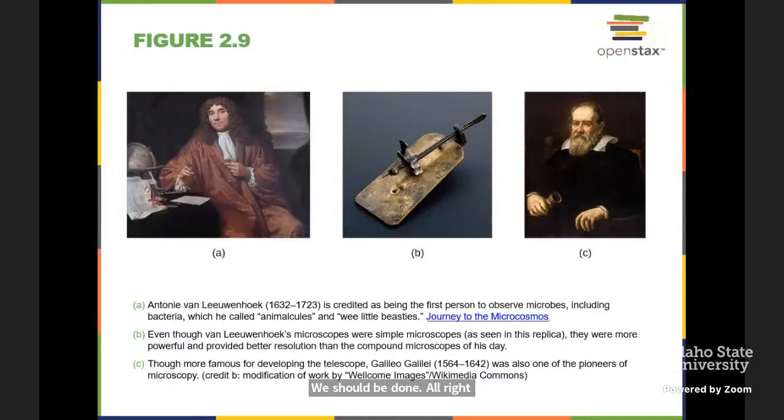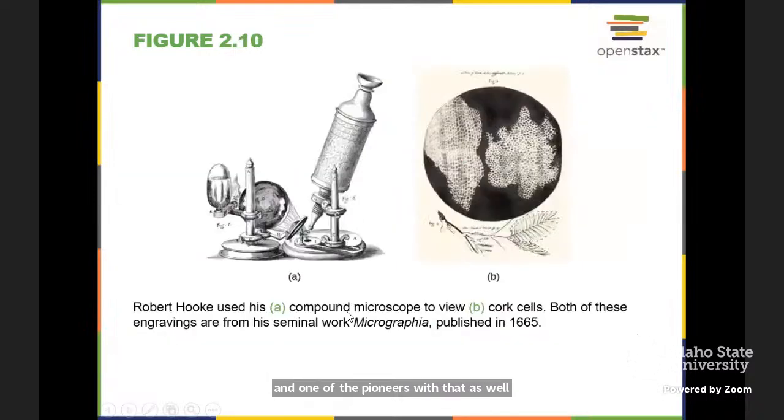Crazy. All right. So Galileo, although we think of him looking at the stars, all right, he also did some microscopy and was one of the pioneers with that as well. All right. So both in there. All right. Robert Hooke, this is a little bit later than Leeuwenhoek. Hooke and Leeuwenhoek.